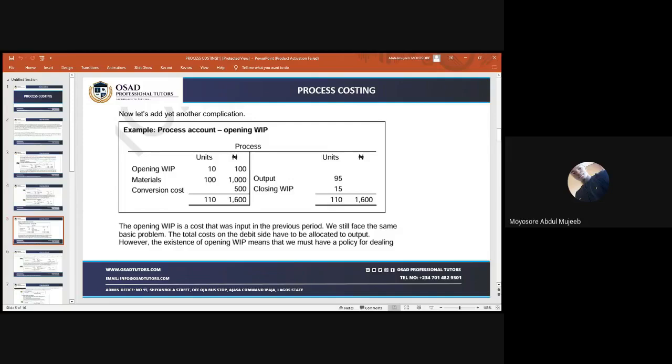1,600, because our opening work in progress is 100 naira, our normal material is 1,000, with our conversion cost of 500 naira. We need to account for all three.